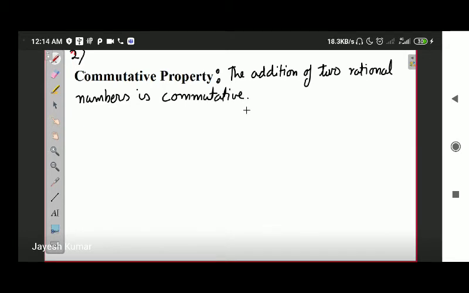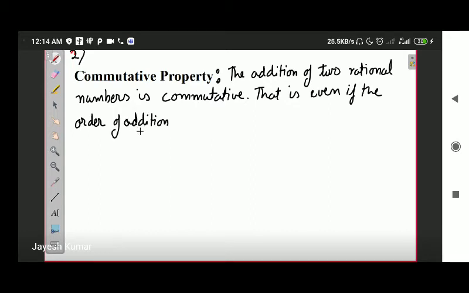Now what do we mean by commutative? How is the addition of two rational numbers commutative? That is, even if the order of addition is different, the result will be the same.